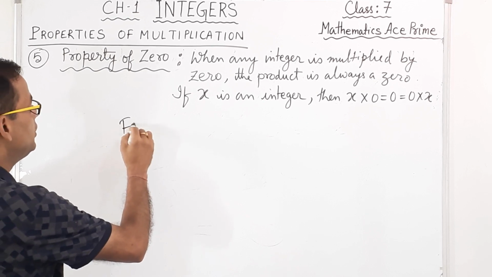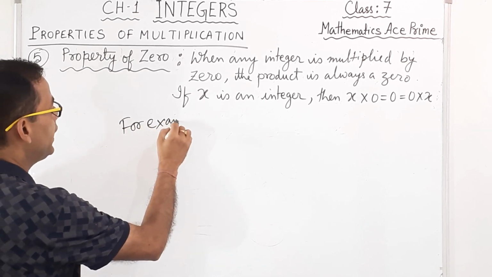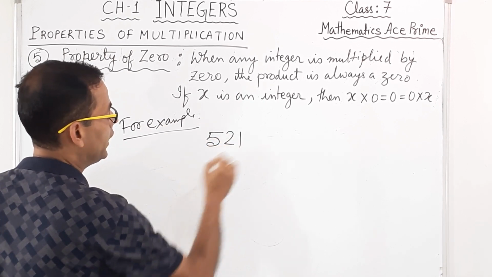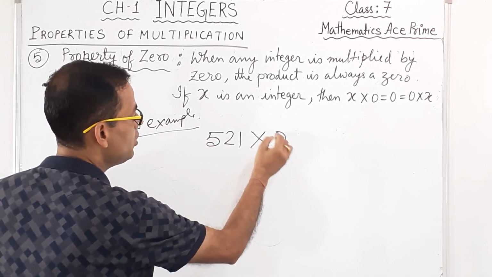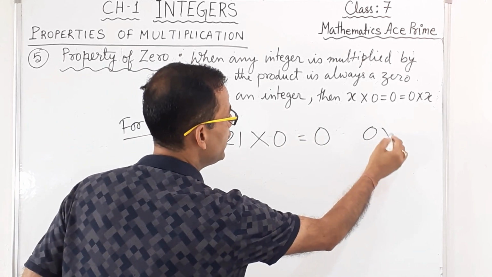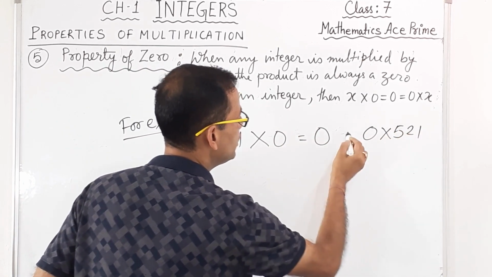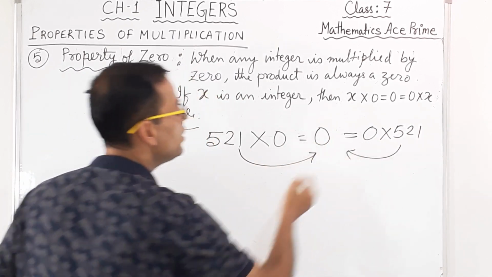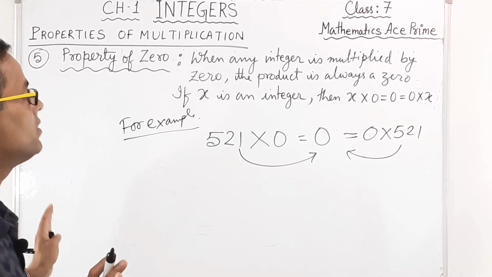So for example, you can take any example. Suppose 521, you multiply with 0, so the result will be 0 only. Or from this side, 0 into 521, that also will be 0. So either you go from this side or like this, in both the result will be 0.